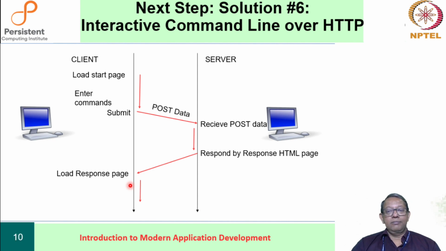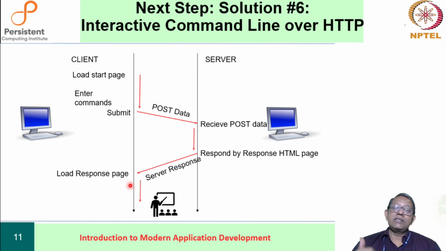Pictorially, this is what is happening. The information that is submitted by the client to the server is called post data. Post is a mechanism that HTTP defines for communicating information from the client to the server. The server response is whatever is produced by the server in response to the information that it has received, but represented in HTML. That response is sent to the client.